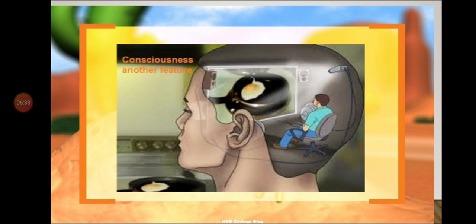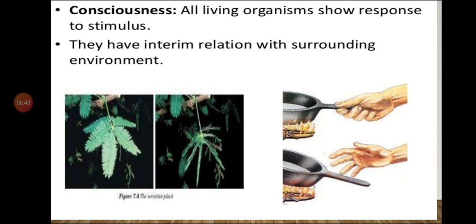Then the next characteristic is consciousness. Consciousness means all living organisms show response to stimuli. They have an interrelationship with the surrounding environment. You can see here a pan that a person is holding, and it is being heated. After some time, when the heat is transmitted, the pan becomes hot, and as the pan becomes hot, this person has removed the hand. That means this shows response to stimuli.